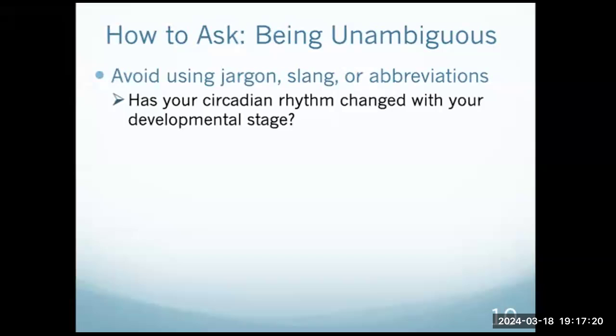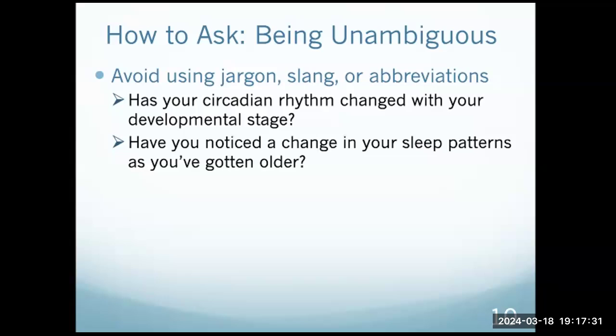When you write surveys, we're actually advised to write at a 5th grade level. And that's how we make sure that things are unambiguous and simple and concise. Another example. Instead of has your circadian rhythm changed with your developmental stage? A more straightforward way to say it is, have you noticed a change in your sleep patterns as you've gotten older? Another way to avoid being ambiguous is to avoid negative wording.